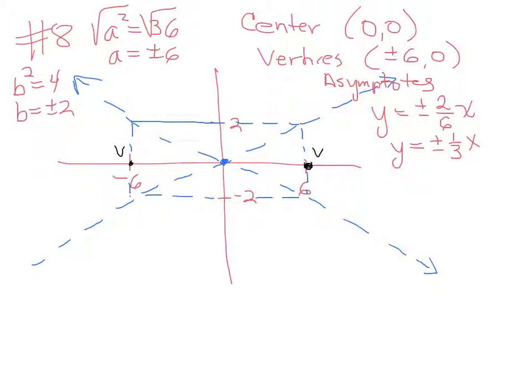I was getting the asymptotes. When you reduce the asymptotes, it's 1/3 x, right? You get that? When you reduce it? Great. Okay, so now the foci.